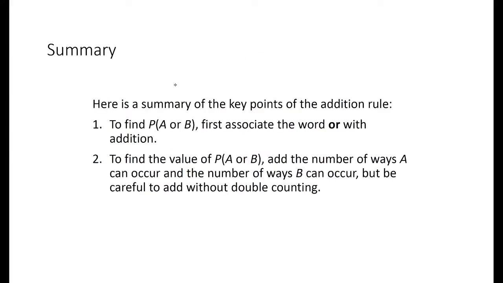Okay, here is a summary. If you would like to find the probability of A or B happening, first associate the word or with addition. So or means addition. To find the value of this probability, add the number of ways A can occur and the number of ways B can occur, but be careful to add without double counting.